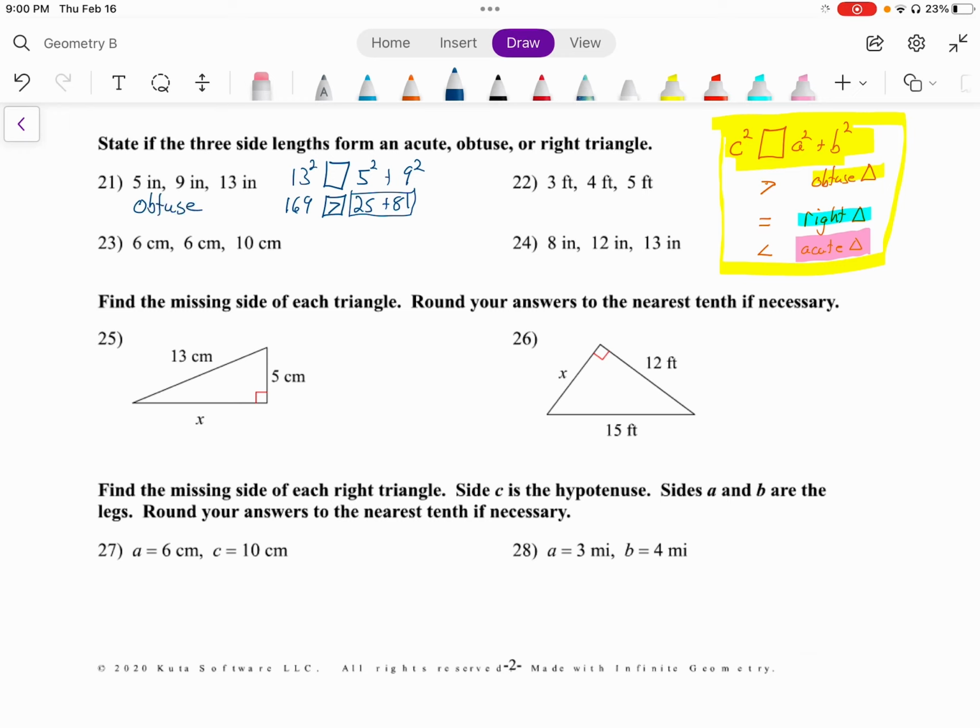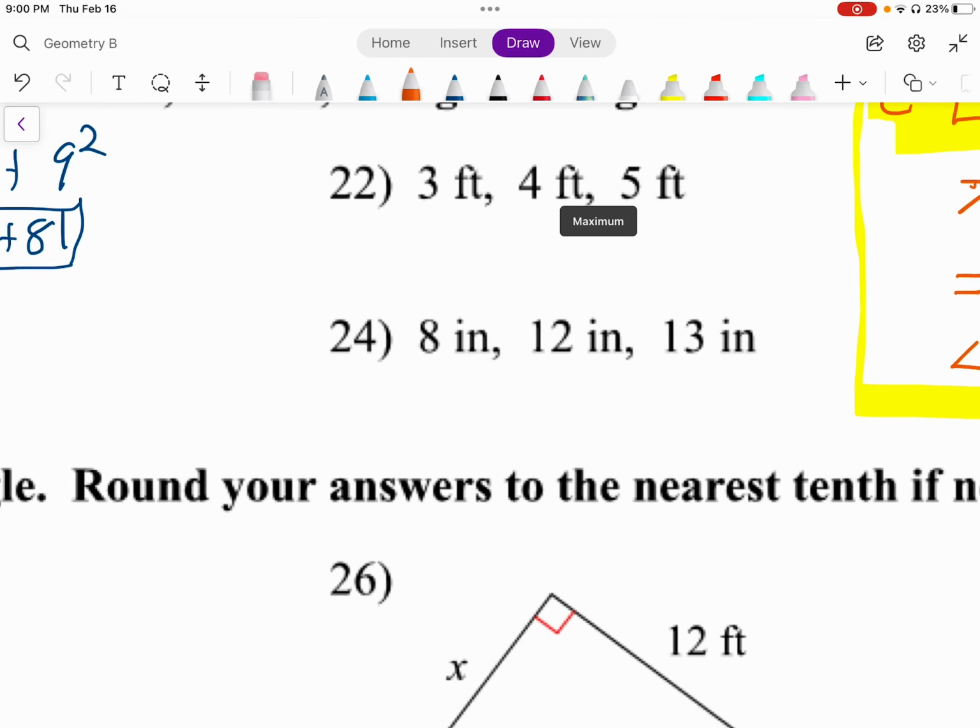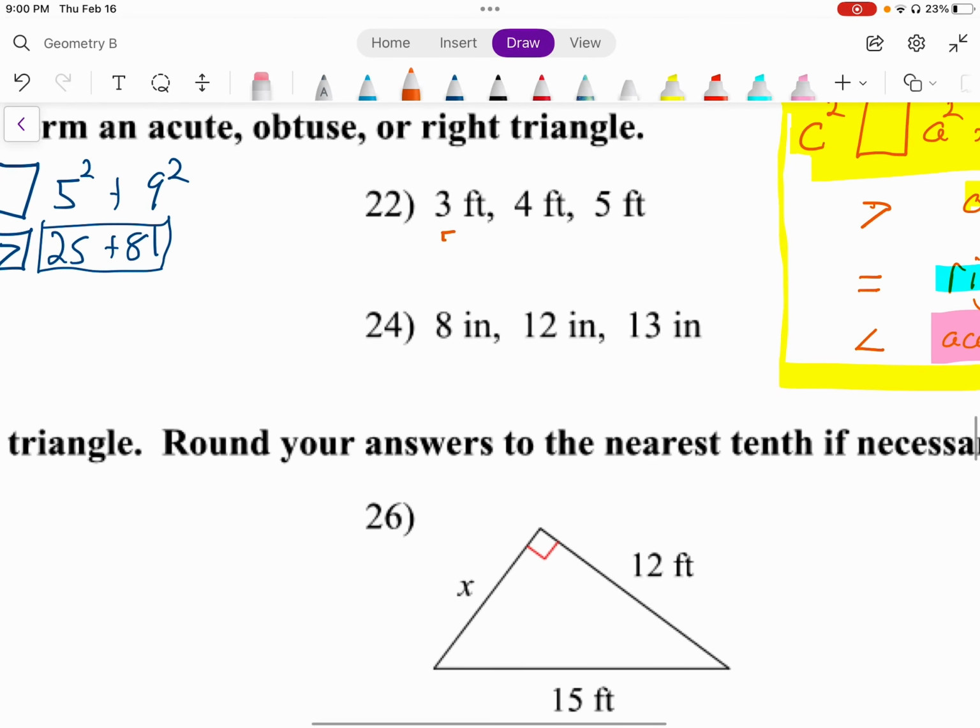Sliding over to number 22, I'll zoom in a little bit because I don't have a lot of room. We're going to compare 5 squared to 3 squared plus 4 squared. We might have an idea of what this is already, but this is 25. 9 plus 16, well, that's 25. So how does 25 compare to 25? Well, it's equal. So that is a right triangle.